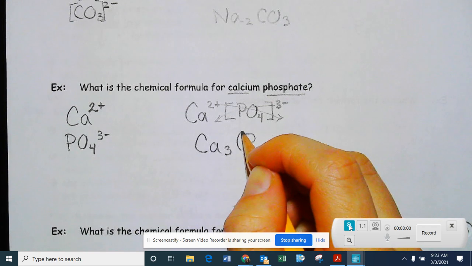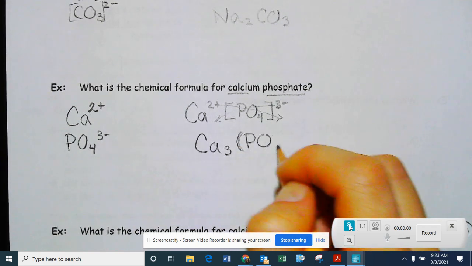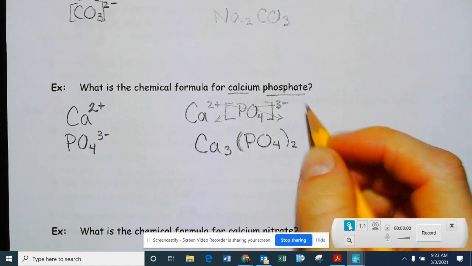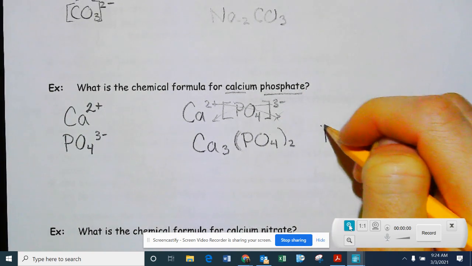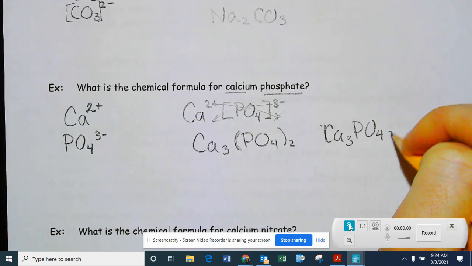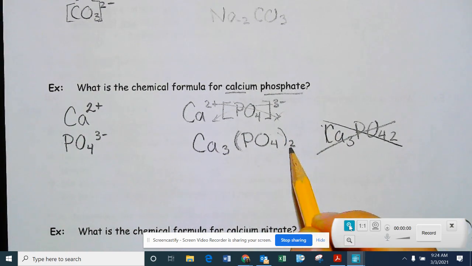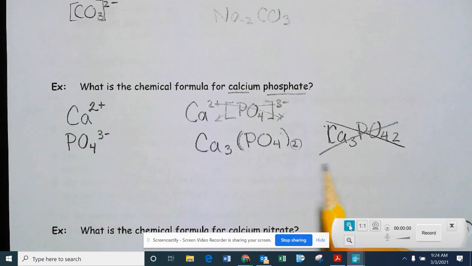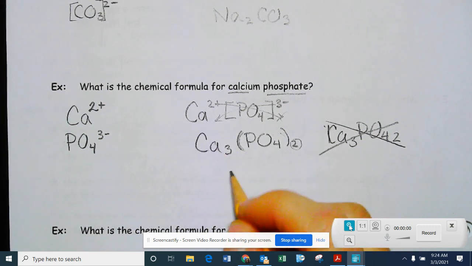And technically, sorry, we're supposed to use these things, parentheses, not brackets, but anyway, PO4, 2. So the 2 needs to go on the outside here. Ca3PO4, 2 is not correct. You need to include those brackets when you've got multiples, because what this 2 is saying is I've got 2 phosphates. So I've got 3 calciums, I've got 2 phosphates.